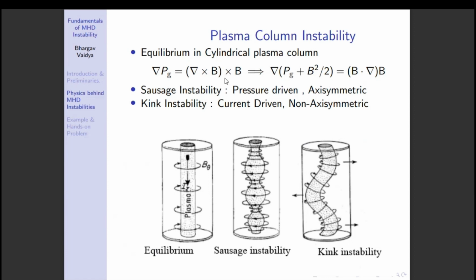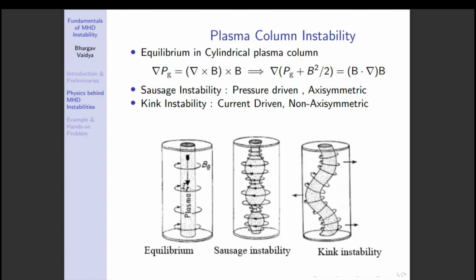And as Pallavi also showed, the J cross B can be broken into two: one is the magnetic pressure term, and the other, which can be coupled to the gradient of the gas pressure, is the tension term. So then, this is the equilibrium. Now, what happens if I squeeze the plasma at some point? It's not really an equilibrium, but I just squeeze it. What will happen?